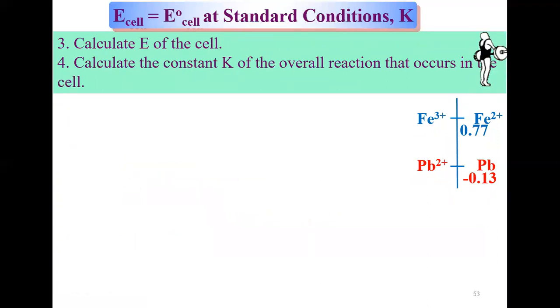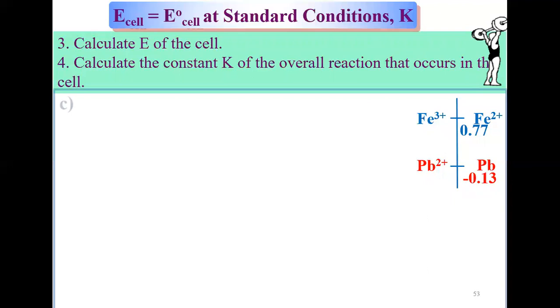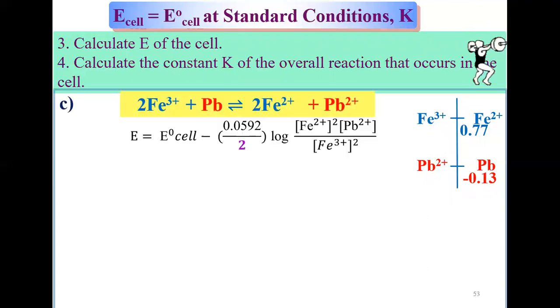Calculate the E of the cell. Now, this cell has an E. What is this E of the cell? Well, E of the cell is E naught of the cell minus 0.0592 divided by the total number of electrons transferred, which is 2, times log of products divided by reactants. That is the typical Nernst equation for this cell.